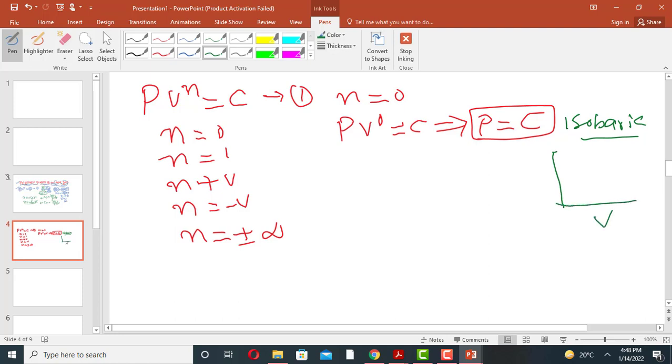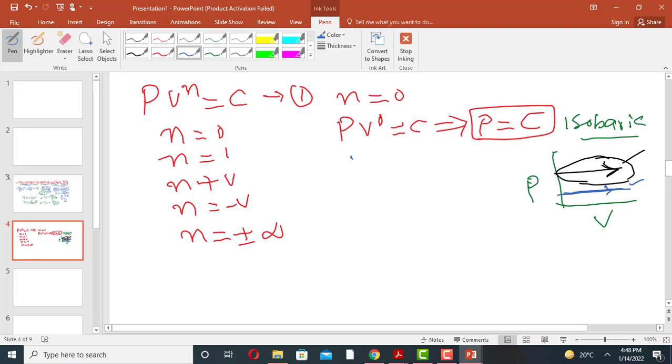This is the PV graph. So from the PV graph, the constant pressure path will be this. This is called the isobaric process because the pressure is constant. Similarly, for this part, the pressure is also constant, so it is called the isobaric path.